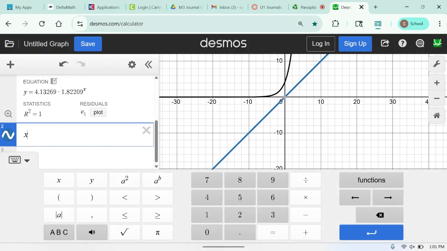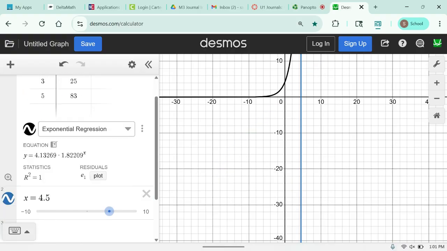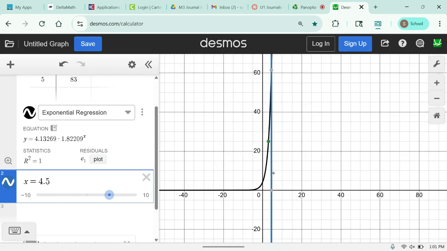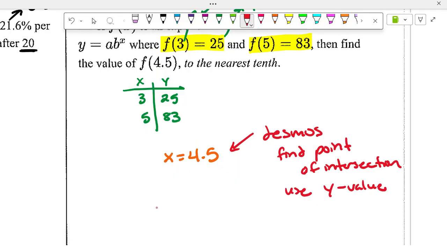So, x is equal to 4.5. I'm going to zoom out until I see where it crosses the other graph, which is right here. So, if I round that to the nearest tenth, my answer would be approximately 61.5 because you're using the y value. All right, and that's what you would do. So, f of 4.5 is approximately 61.5.